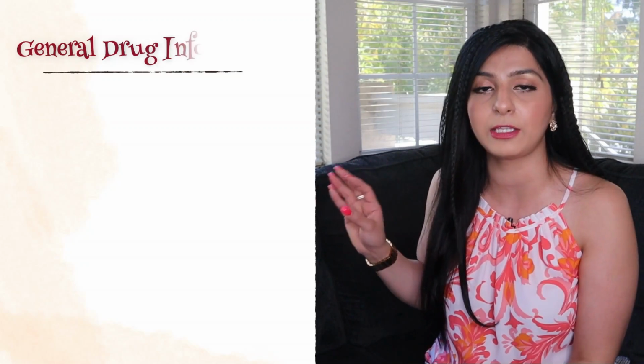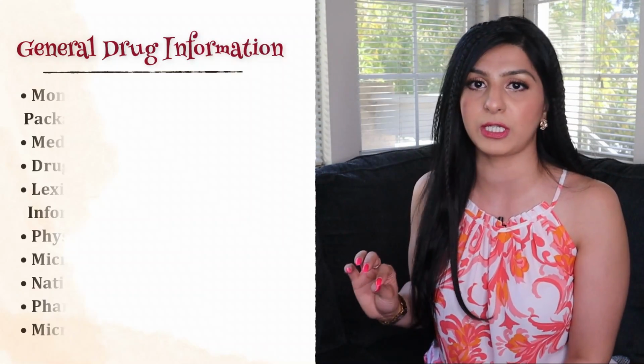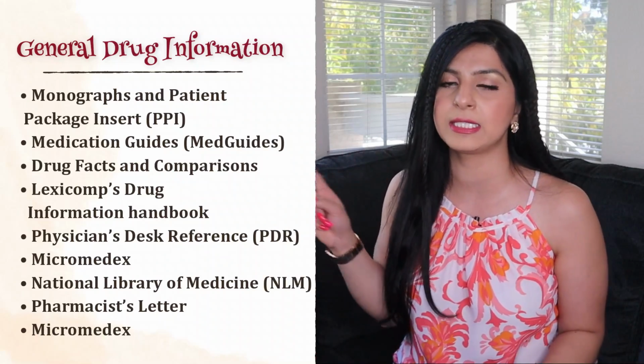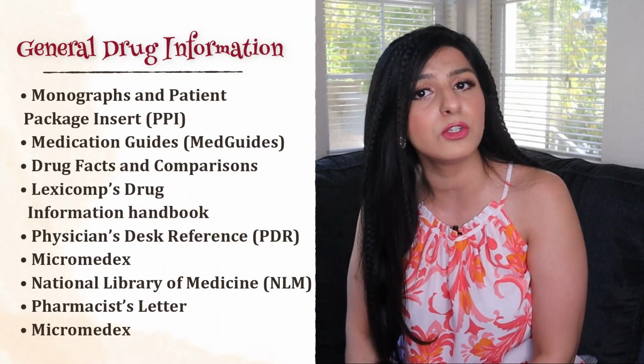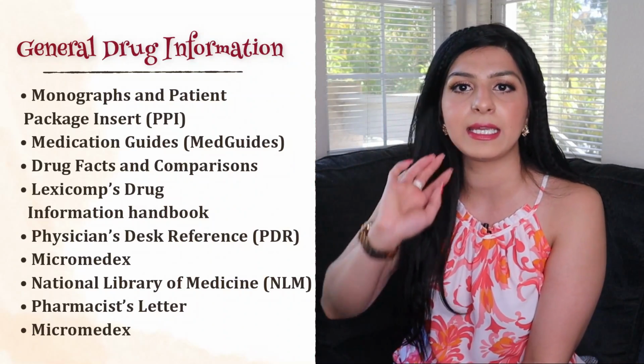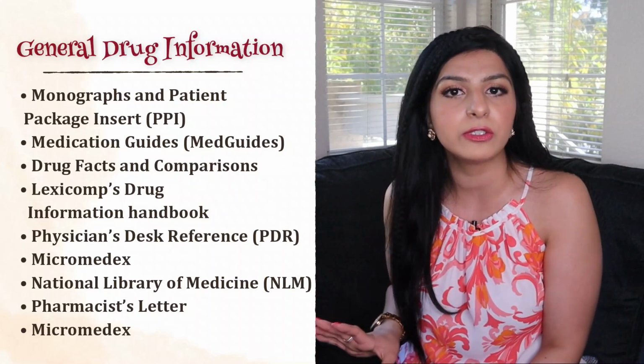Category 1 talks about general drug information. All right, so here is the list of the common resources that you can use to get general drug information. Basically, if you need any general information, this is the list of the reference sources you want to refer to. The first one in this list is a package insert or a monograph.